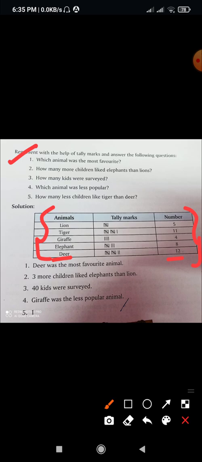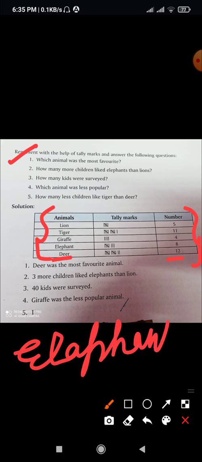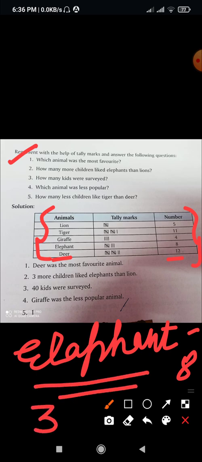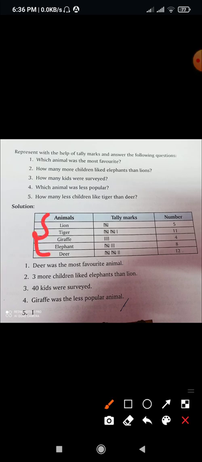Now question number 2, how many more children like elephants than lion? Now how many times have they seen the elephants? They have seen elephants 8 times and lion 5 times. Now you have to subtract lion from elephants, and the remaining is that the elephants are shown 3 more than lions, 3 times more than lion. Now question number 3 is how many kids were surveyed? Now you have to total all the animals. So the answer will be 40 kids were surveyed.